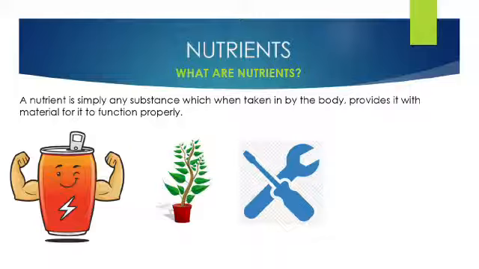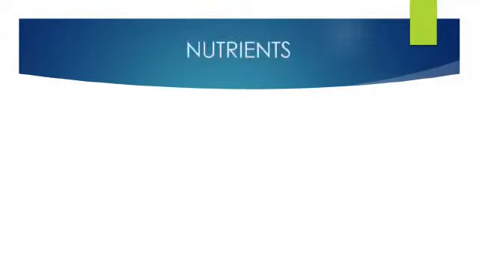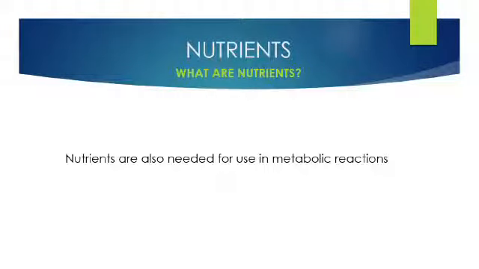Another material which is important for the body to function properly is protection. So, nutrients enable the body to protect itself. We should also know that nutrients are also needed for use in metabolic reactions. I'm sure you can remember that metabolic reactions are divided into anabolism and catabolism, which are basically build up processes and breakdown processes, respectively.